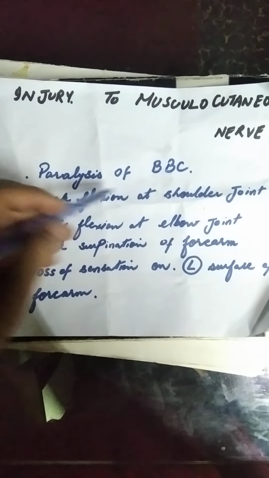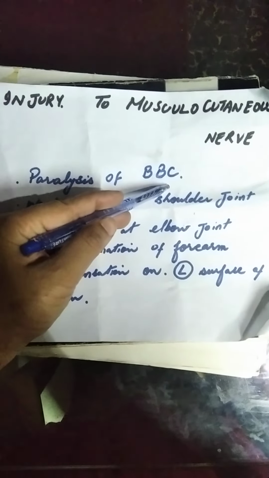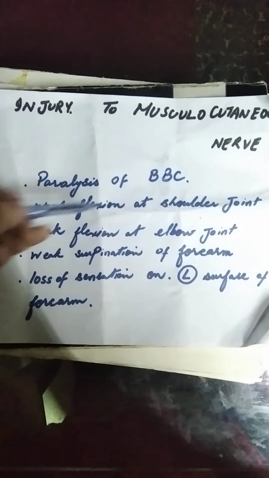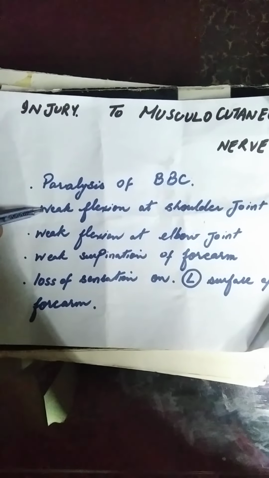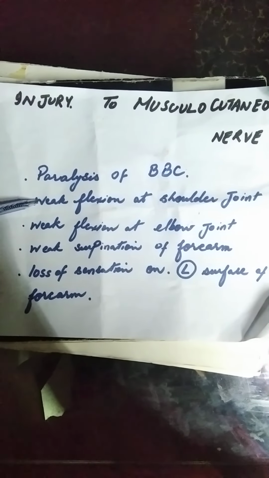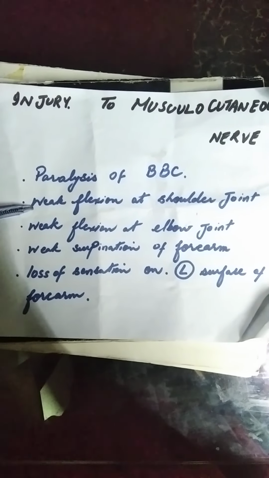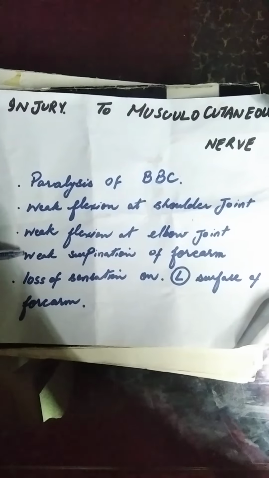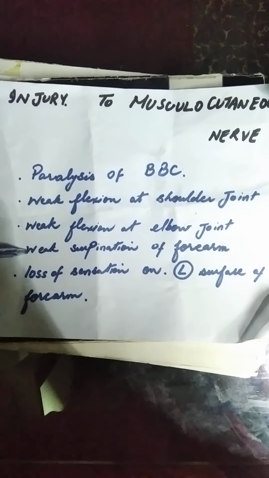So when there is injury to musculocutaneous nerve, there is paralysis of biceps brachii, brachialis and coracobrachialis, and there is weak flexion at the shoulder joint, as this nerve also supplies the shoulder joint. So when there is injury to musculocutaneous nerve, there is weak flexion at the shoulder joint, weak flexion at the elbow joint, and there is weak supination of forearm.